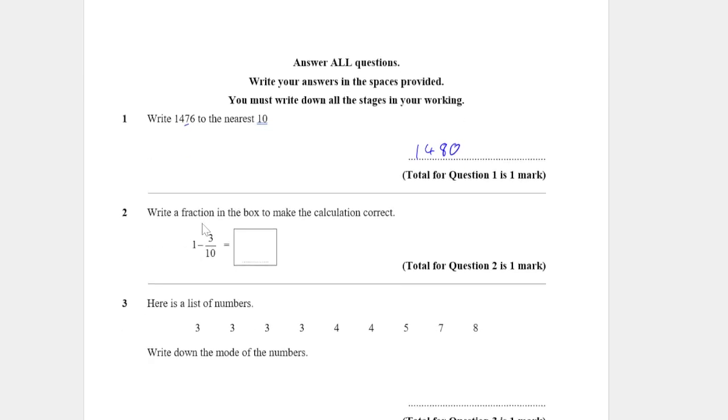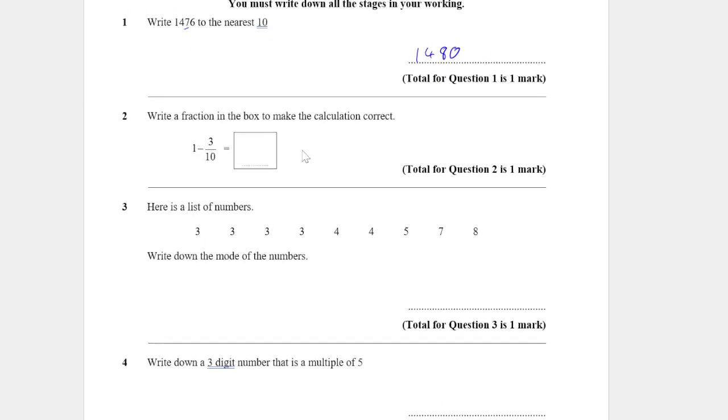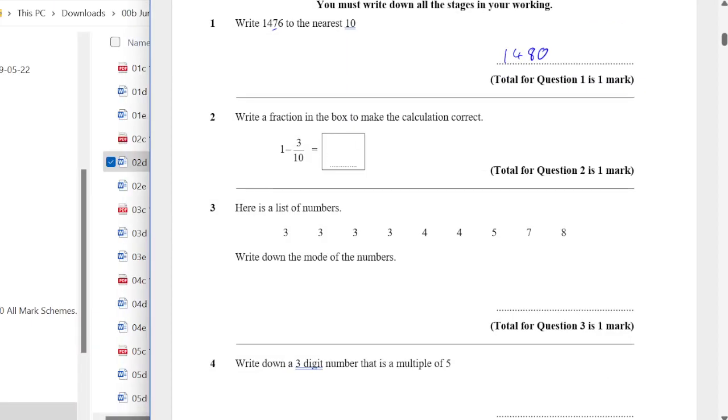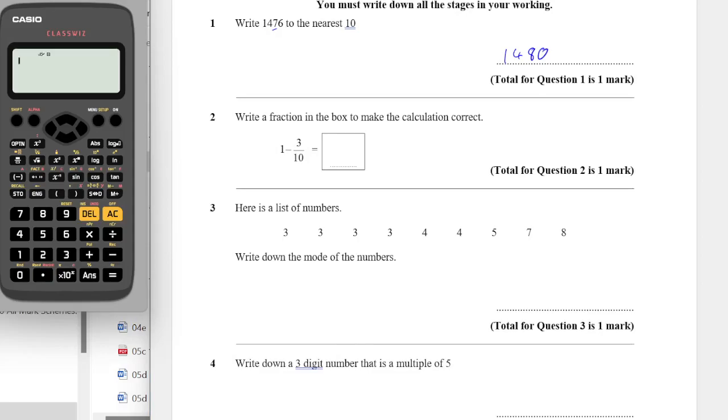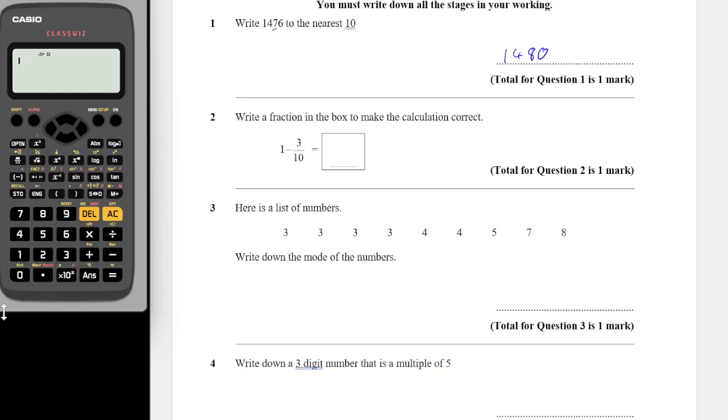Okay, question two. Write a fraction in the box to make the calculation correct. 1 minus 3 over 10 is equal to. So we'll bring our calculator in straight away here. We can do this calculation on our calculator just to give you the opportunity to get familiar with the buttons. So I've typed 1 minus and then typed it in as a fraction, and it should give me 7 over 10.